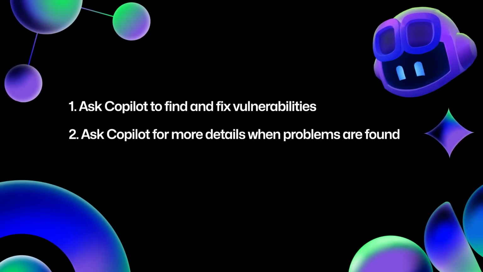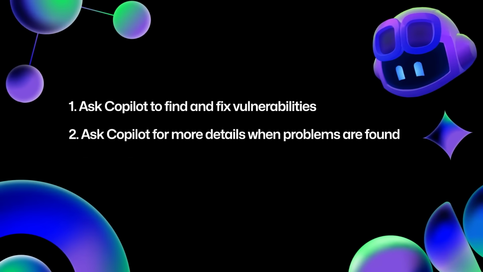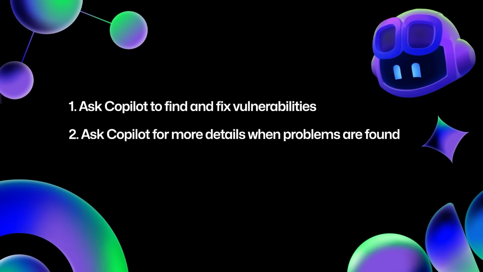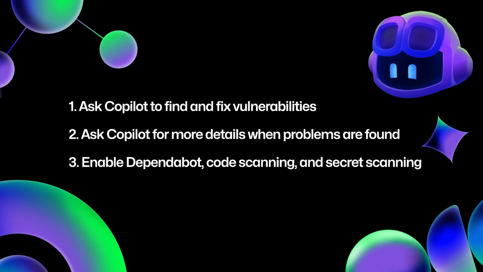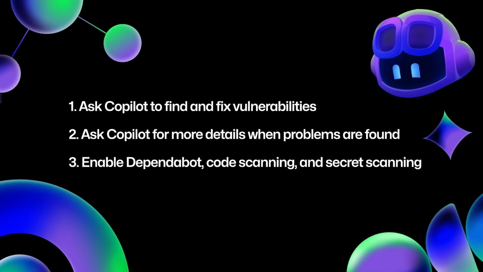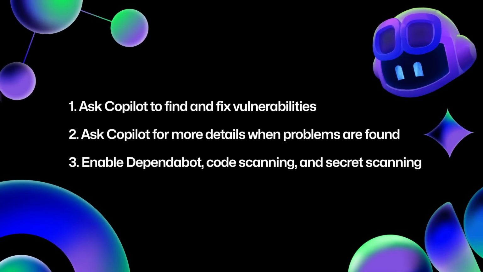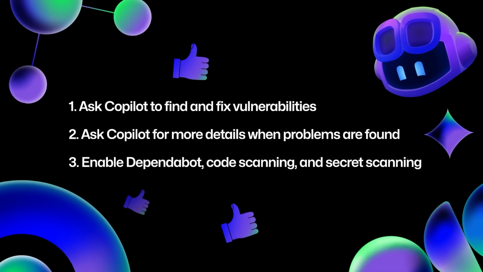Number two, when Copilot or another tool does find a problem, ask Copilot for more details so you can learn about that type of problem and how you might prevent it from happening again in the future. The third and final tip is go into the code security settings on each of your repositories and make sure Dependabot, code scanning, and secret scanning are all turned on. And if they send you alerts, remember that GitHub helps you fix them. Together, these steps will help you keep vulnerabilities out of your applications and will allow you to keep learning so you can be a better, more secure developer.